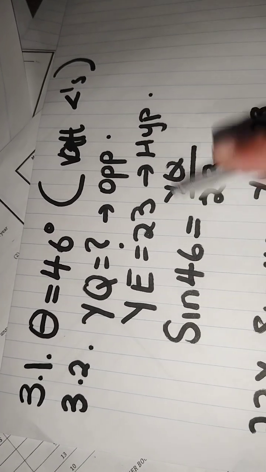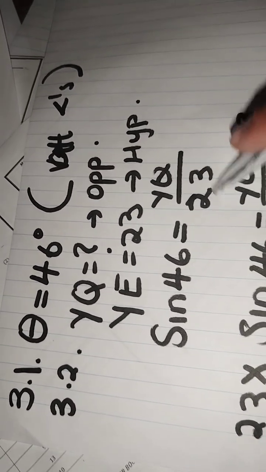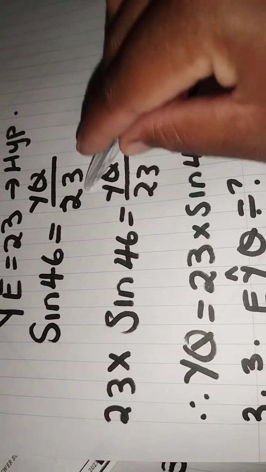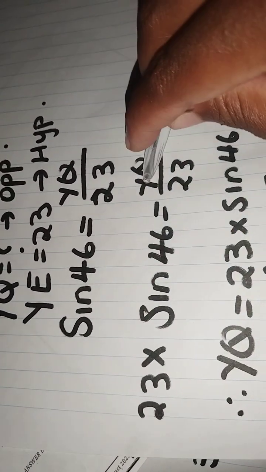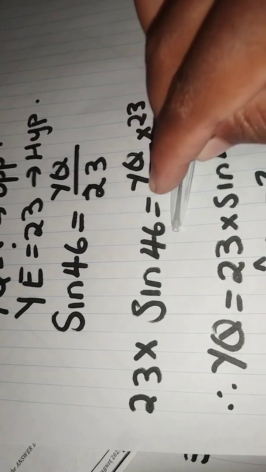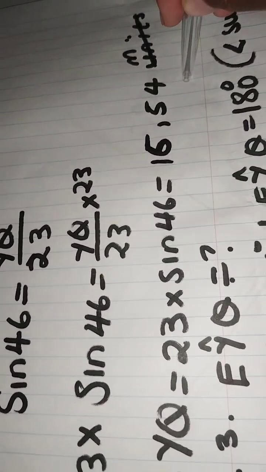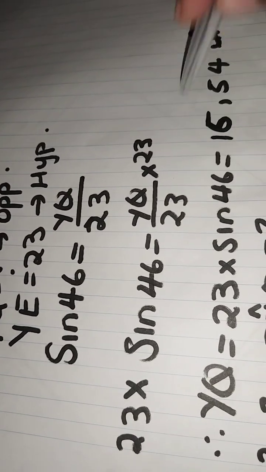The sine of 46 is equals to YQ over 23. Then I multiply 23 both sides, so that it cancels and I am left with YQ only. YQ is equal to 23 multiply by sine 46, which is this one. The value will be 16.54 meters because our units are in meters.